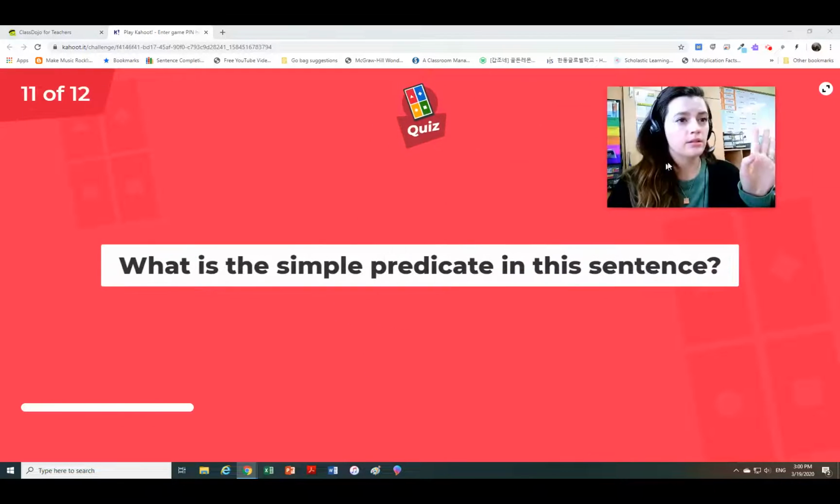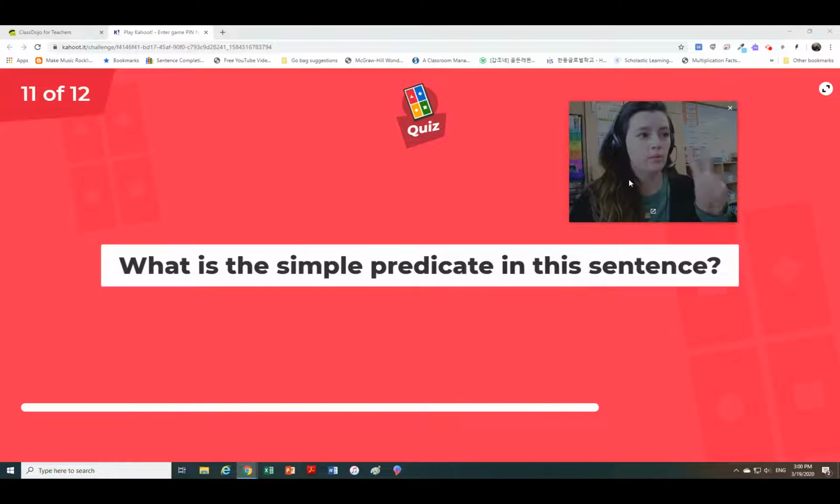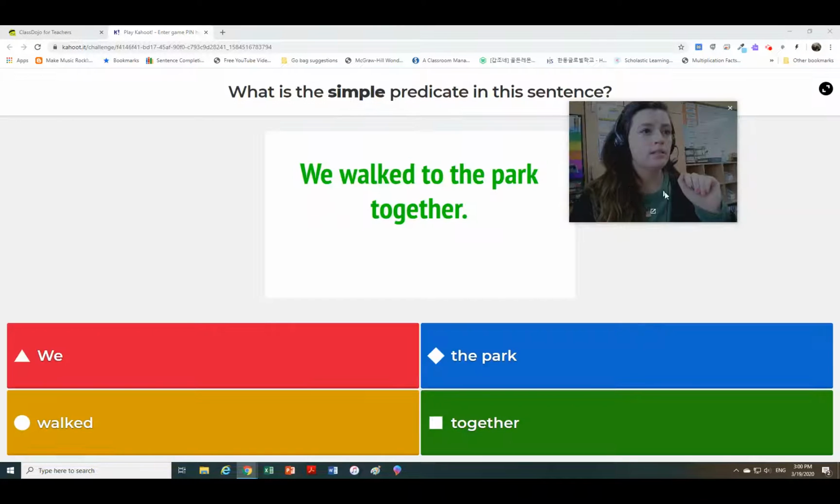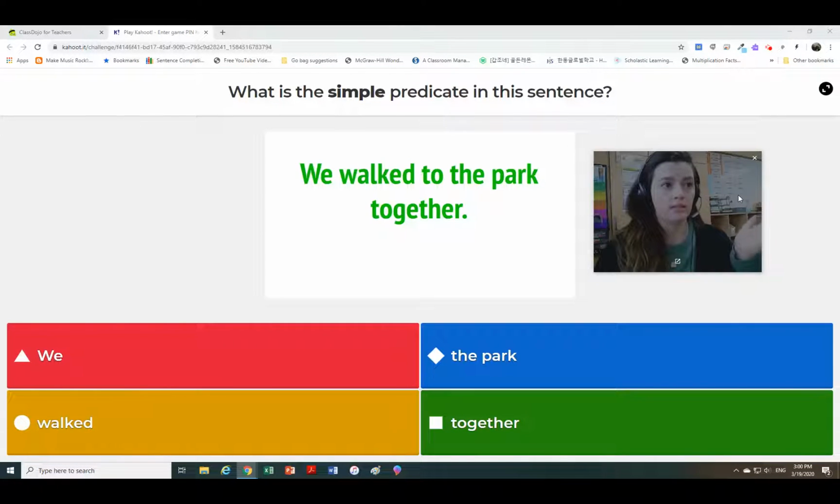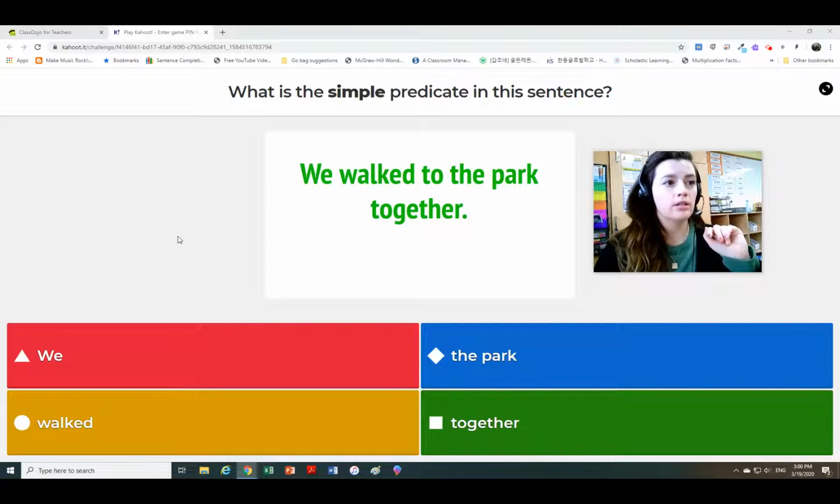Number 11. Okay, this is one and then one more and we're done. What is the simple predicate of this sentence? So, same question, just a new sentence. We walked to the park together. Is it we, the park, walked? Or together.